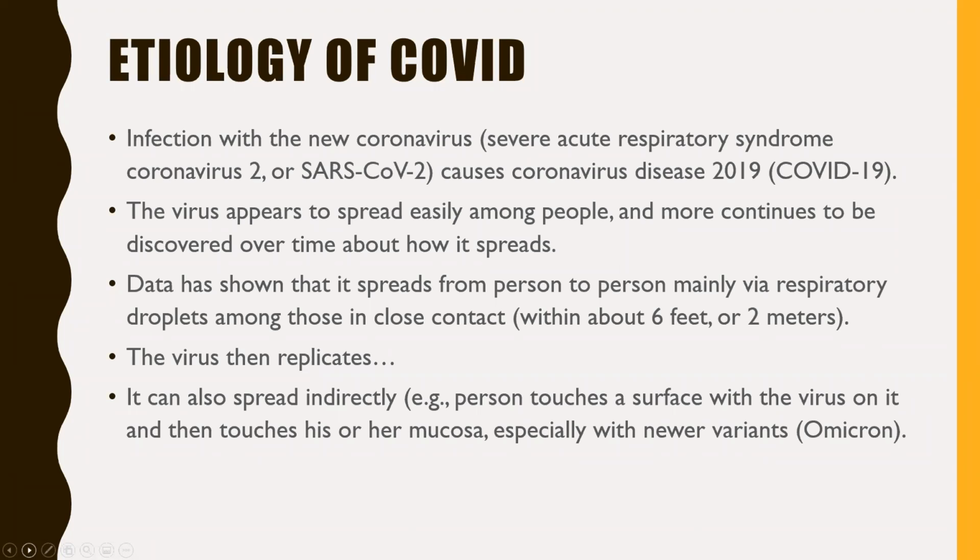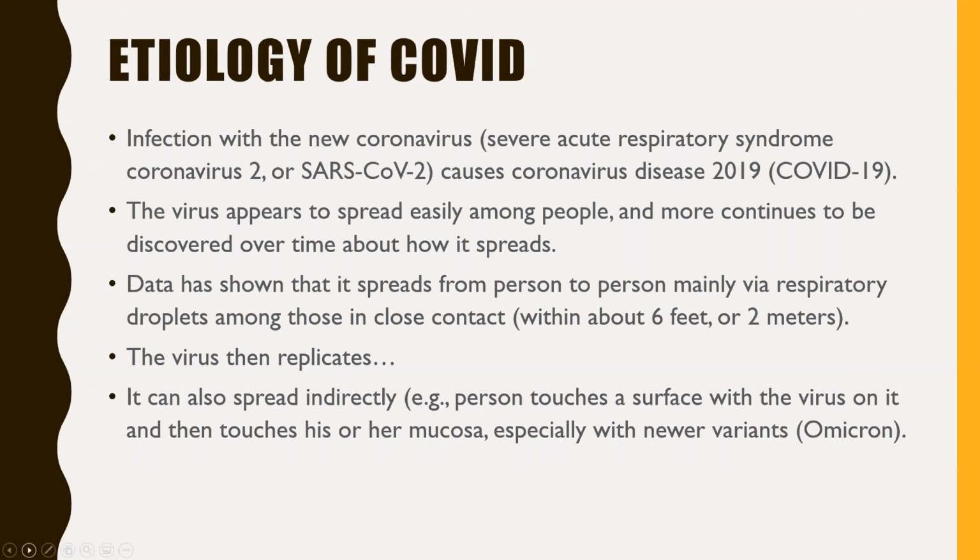It has been shown that it spreads from person to person, mainly via respiratory droplets, amongst those in close contact. So, 3 feet is better than 1 foot, 6 feet better than 3, et cetera. But crudely, a lot of the benchmarks are 6 feet apart. In schools, that's been reduced in many school systems to 3 feet apart, to strike the middle ground of what could practically be done, at the same time respecting the guidelines that are out there. The virus then replicates.